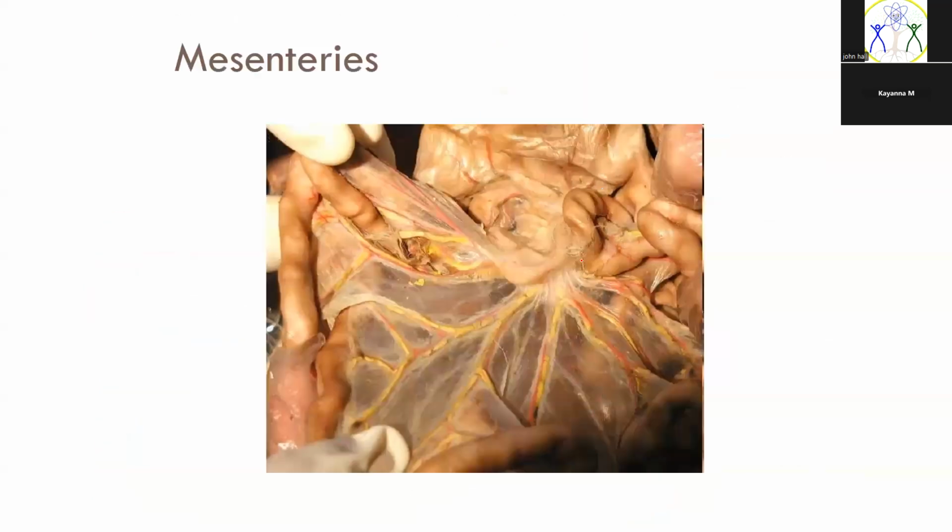Right. So this shows you here your mesenteries, and as you can see, here are your blood vessels running through the mesentery tissues. So the mesenteries are not just there to suspend your small intestine and large intestine. They also allow for access via vessels, right?